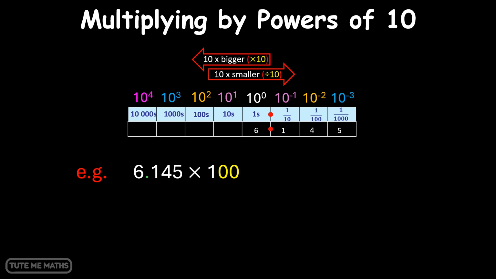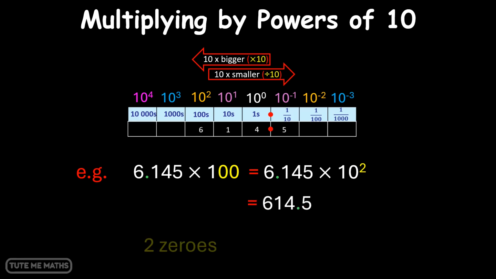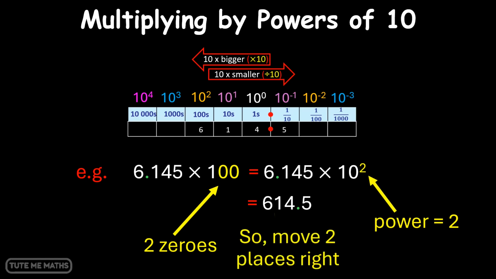To calculate 6.145 multiplied by 100, which is really the same as multiplying by 10 squared, each digit goes into the column 2 place values higher, pushing all the digits 2 places left. Of course, we don't write a table showing the place value columns, so it looks like the decimal point has moved 2 places to the right. This is why we learn the simple trick: when multiplying by a power of 10, count the zeros or read the power of 10 and move the decimal point that many places to the right.